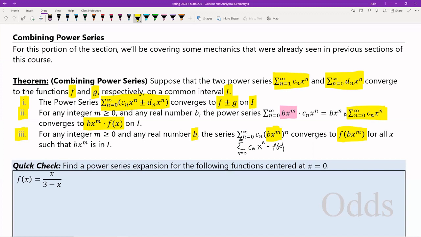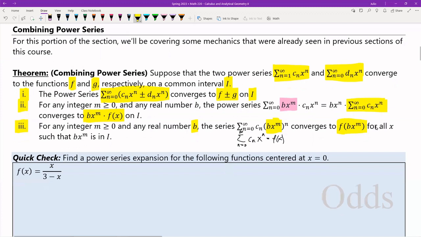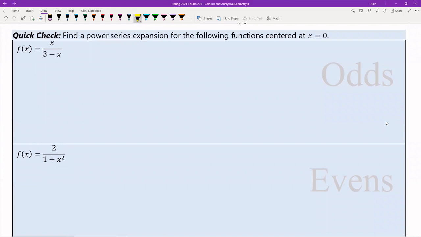The good thing about all three of these is that I've already made you do them. I made you do them in 6.1. And to show you what I'm talking about, I'm going to scroll down. These are quick checks that you can do using the stuff from section 6.1.